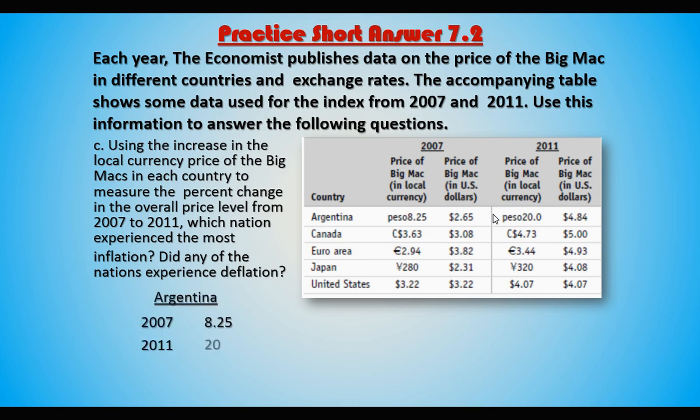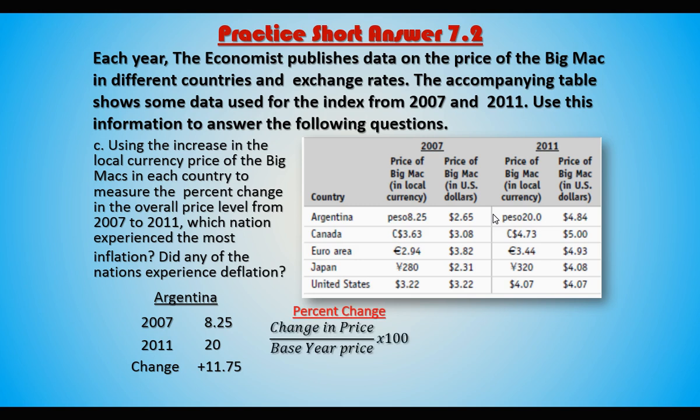All right, so let's look at Argentina. In Argentina, we're going to look at the 2007 price in their local currency for the Big Mac, which is 8.25. Then we're going to look at 2011. In this case, it's going to be 20 pesos. So the change here is going to be 11.75. So we're going to look at the percent change. The base year we're going to look at is 2007. So we're going to have the change in price as a proportion of the base year times 100 to get the inflation rate.